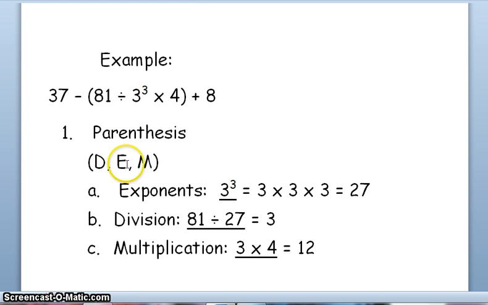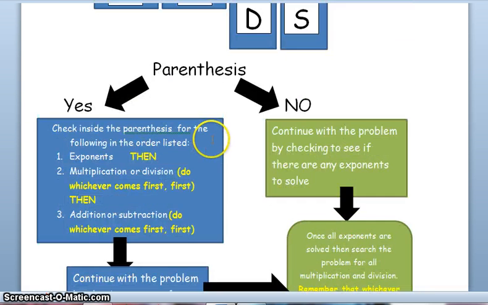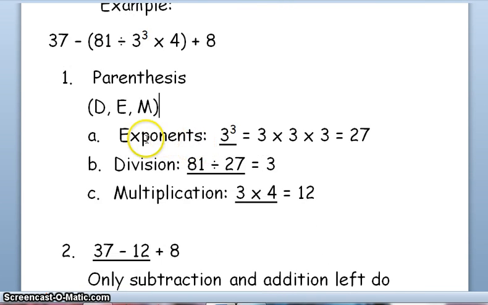Now between those three letters on the PEMDAS chart, or hopscotch, E comes first. So I'm going to take care of the exponent first. That's why I put 1A: to take care of the exponent, 3 cubed. And 3 cubed once again means 3 times 3 times 3. We're not counting 3, 6, 9. We're multiplying: 3 times 3 is 9, and then 9 times 3 is 27. So once I take care of the exponent, I will substitute 27 in the place of 3 cubed.